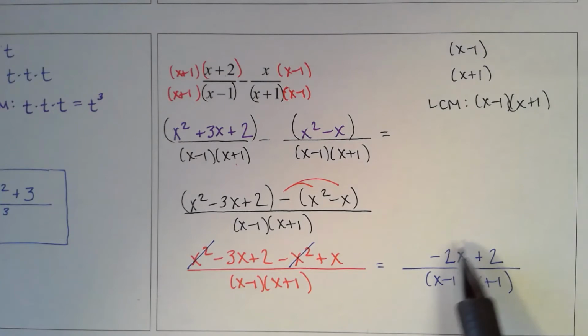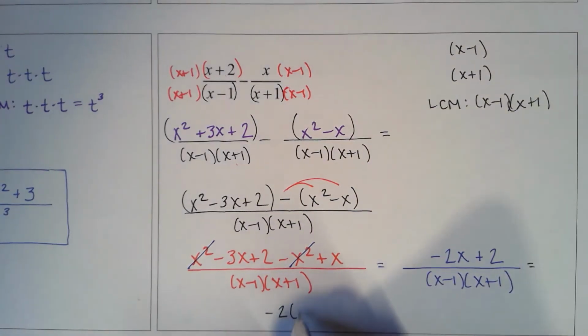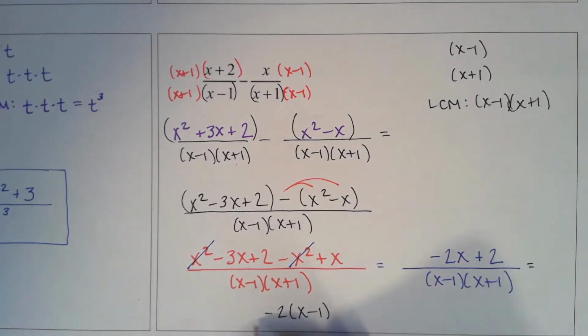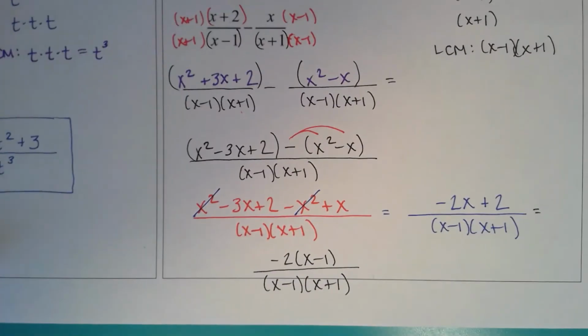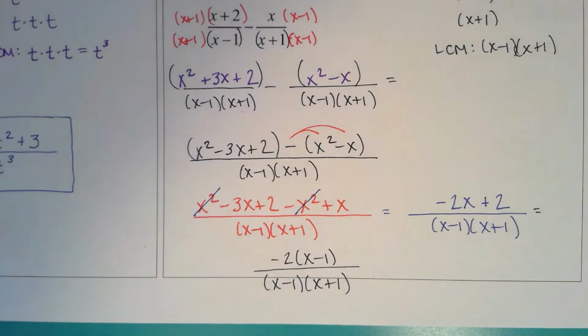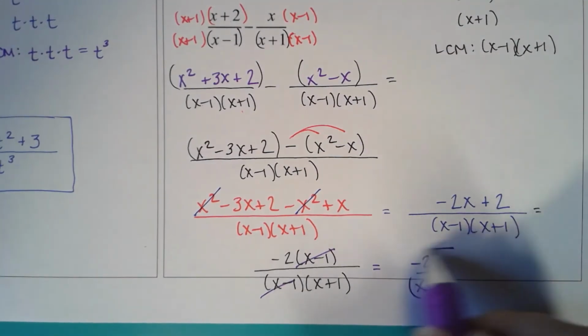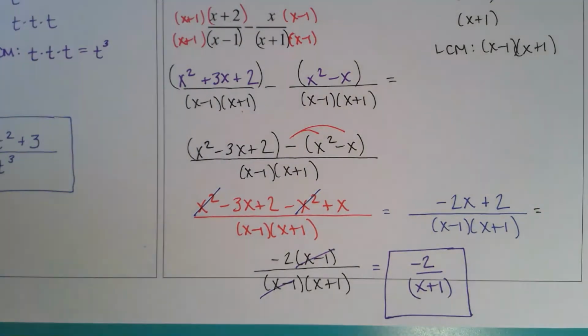So if we can reduce what we have, well, let's try to factor the numerator. Let's take out a negative 2. And when I take a negative 2 out of the top, that leaves me with a positive x and a negative 1. And on the bottom I have x minus 1 times x plus 1. And that's awesome because we can reduce, and we're left with a negative 2 all over the quantity x plus 1. Super important that even once we've subtracted those fractions, we ask if we can reduce once we're done.